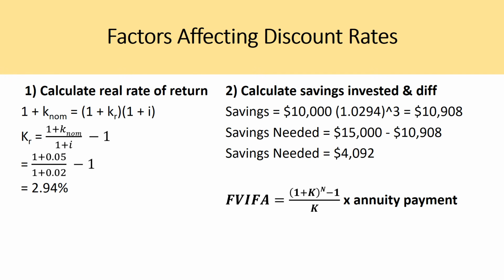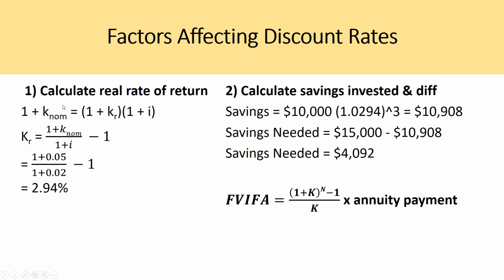Okay. So first, we calculate the real rate of return. So we take this equation that we already know. There's a lot of words on this slide, I do apologize, but I wanted to keep it all on one slide. Just want to say that in advance. So let's start off here. We already know this equation: 1 plus K, the nominal interest rate, equals 1 plus K, the real interest rate, times 1 plus the inflation rate. Okay, so now we can actually isolate and calculate the real rate of return.